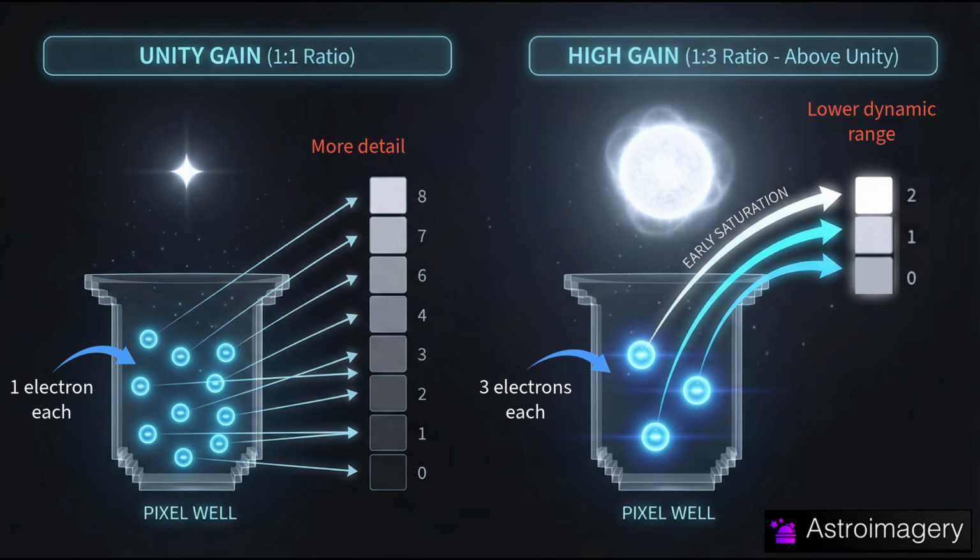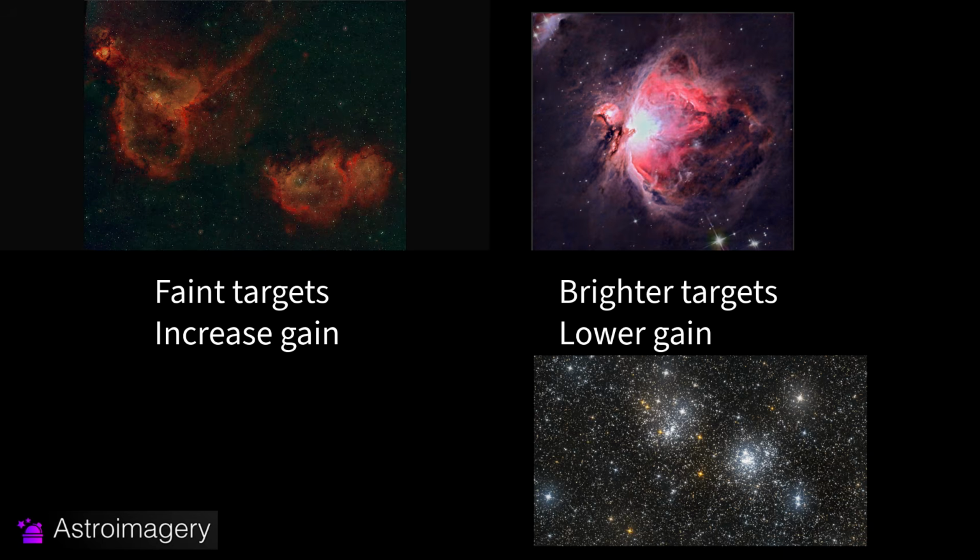Now here's the practical advice. Start at unity gain. Experiment from there. Go higher if you're targeting very faint, diffuse nebulae. Stay closer to unity gain or even lower if your field has bright stars that tend to blow out.